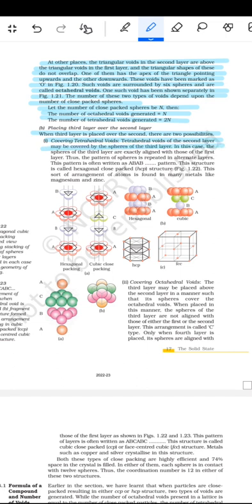In this case, the spheres of the third layer are exactly aligned with those of the first layer. Thus, the pattern of the spheres is repeated in the alternate layers. This pattern is often written as the ABAB pattern. This structure is called the hexagonal close packed HCP structure. This sort of arrangement of the atoms is found in many metals like magnesium and zinc.